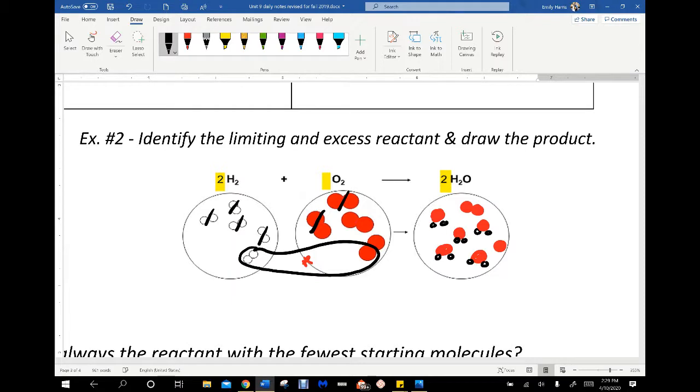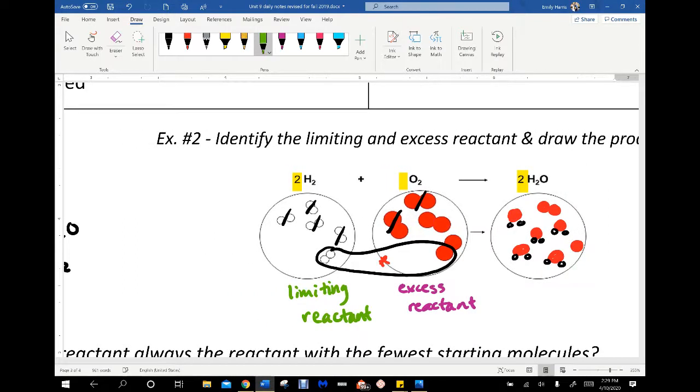All right. So now let's label again our limiting and excess reactant. We had some oxygen left over. It was more than enough, so it's going to be our excess reactant. The hydrogen we ran out of. It limited how many waters we could make, so it is our limiting reactant. And that's the idea: you can only make as much product as the limiting reactant will allow.